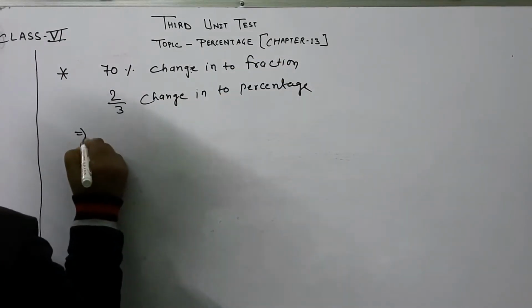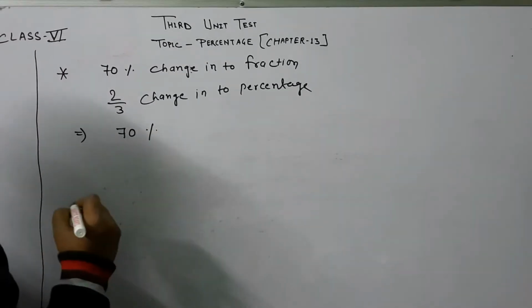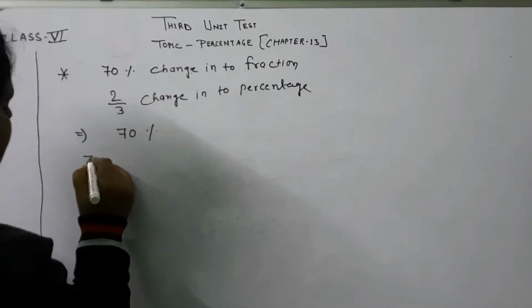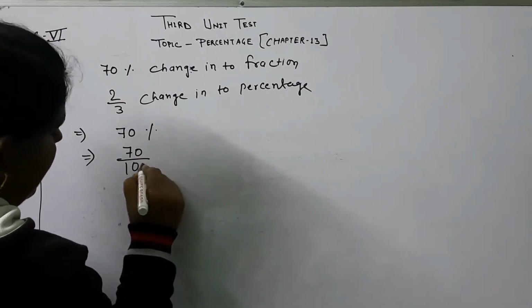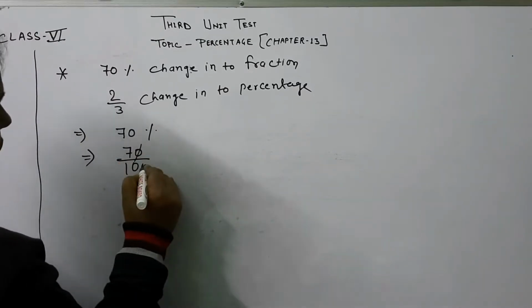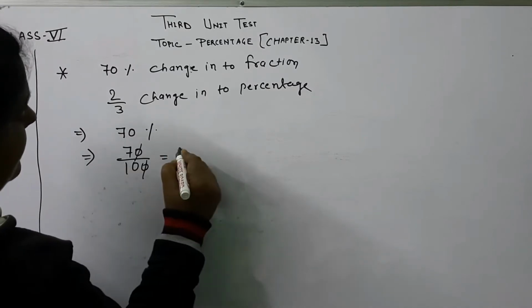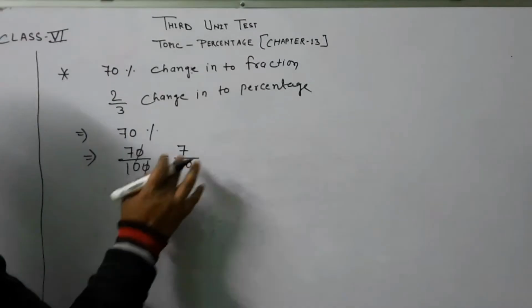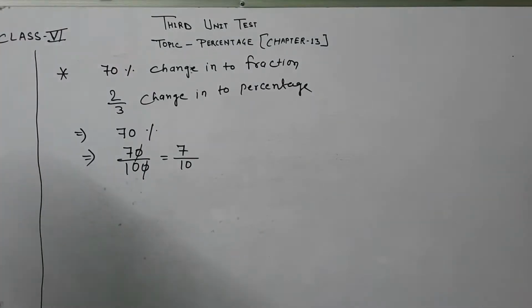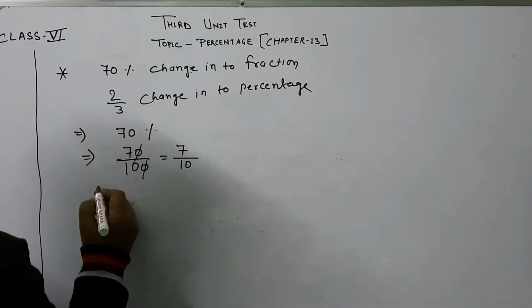What is the percentage given here? 70%. And what I told, percent means per 100. 70% means 70 by 100. Now you reduce this, cancel the 0. Then what is left on the top? Numerator is 7 and denominator is 10. So what is the fraction here? 7/10.